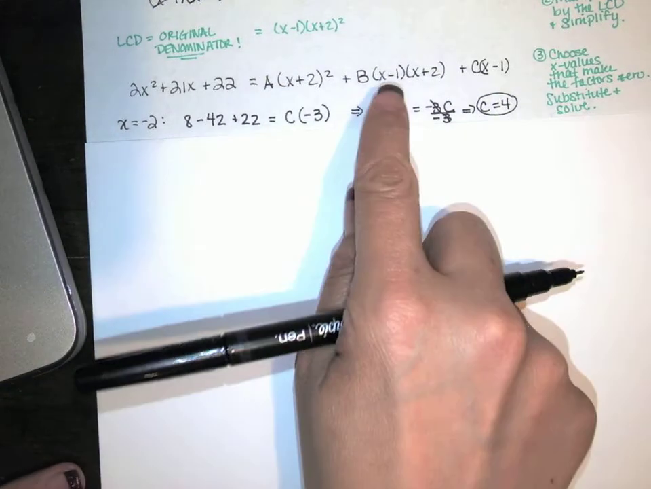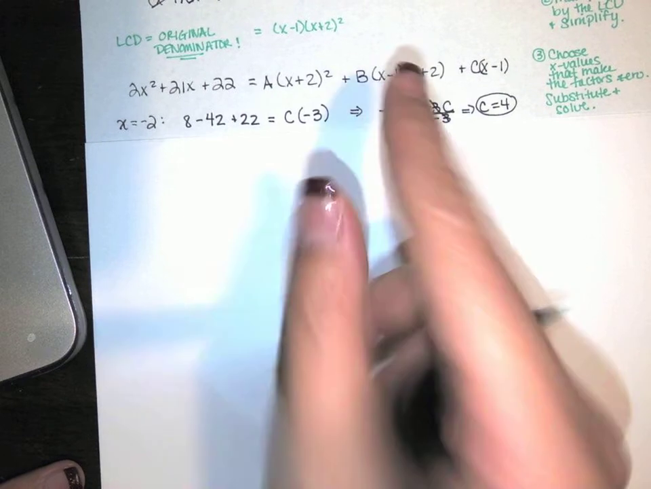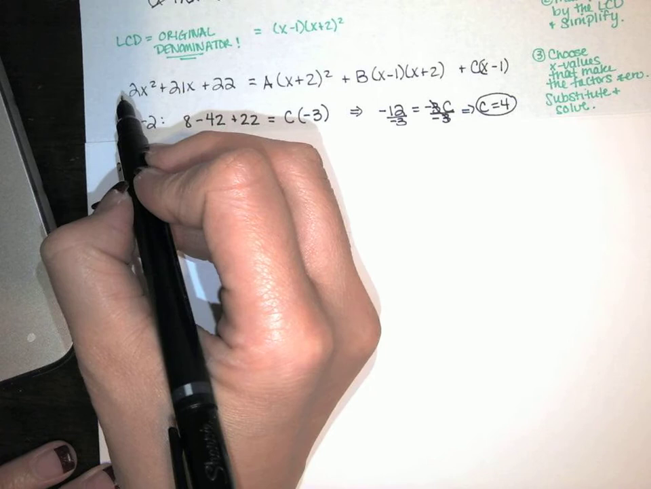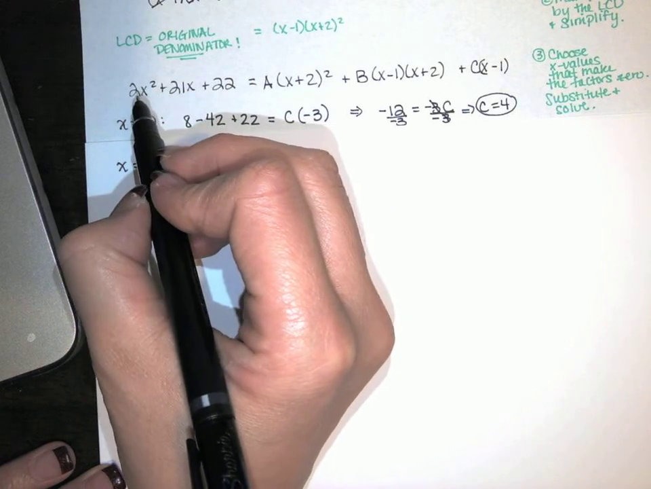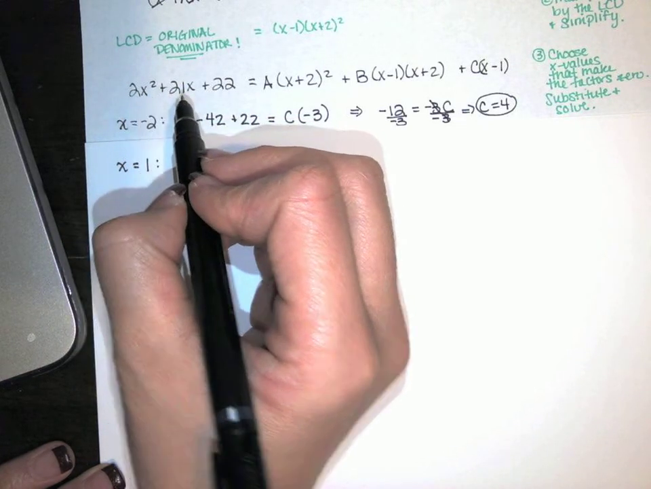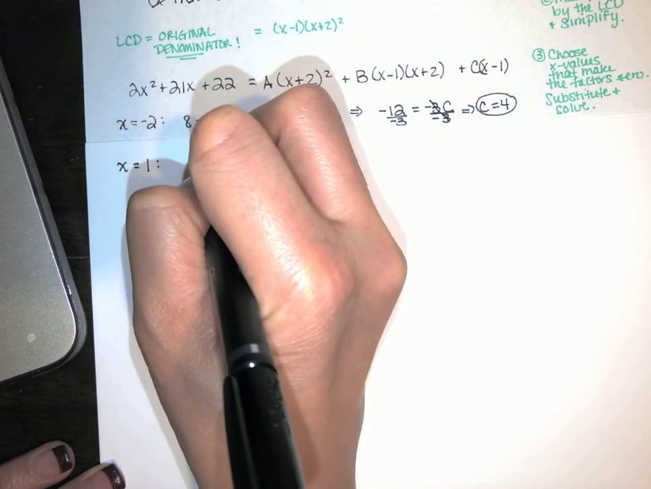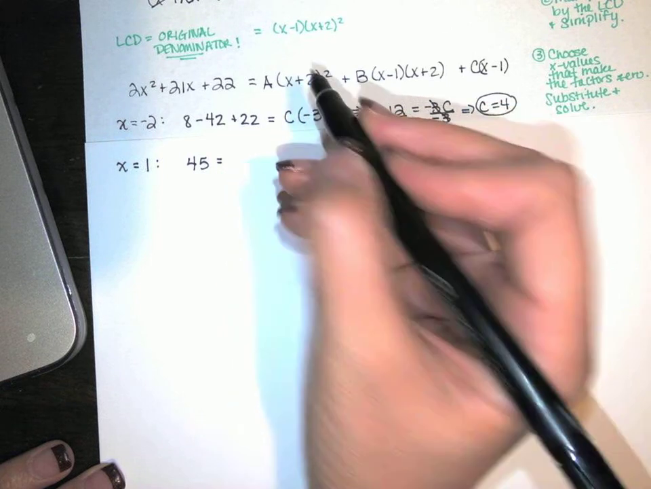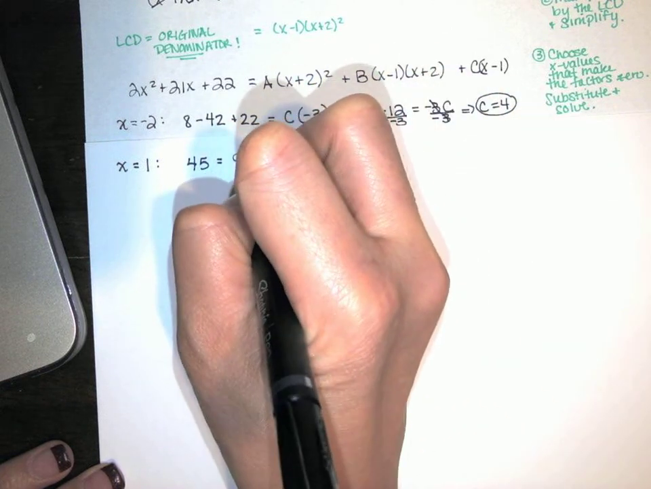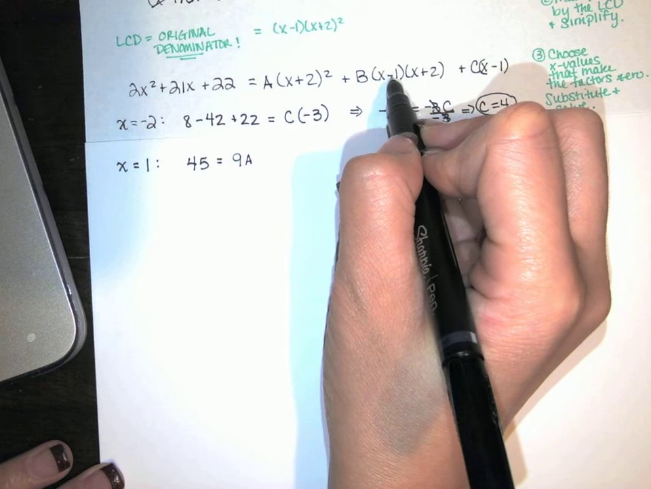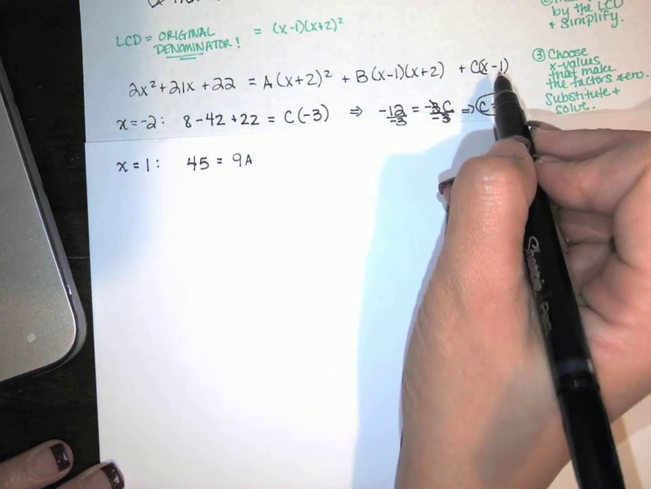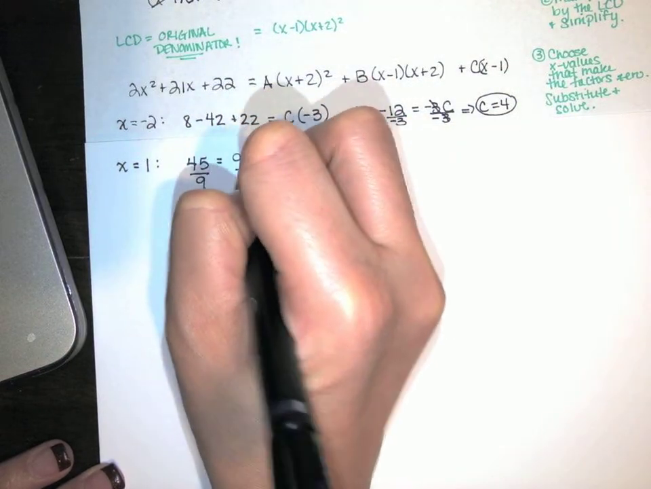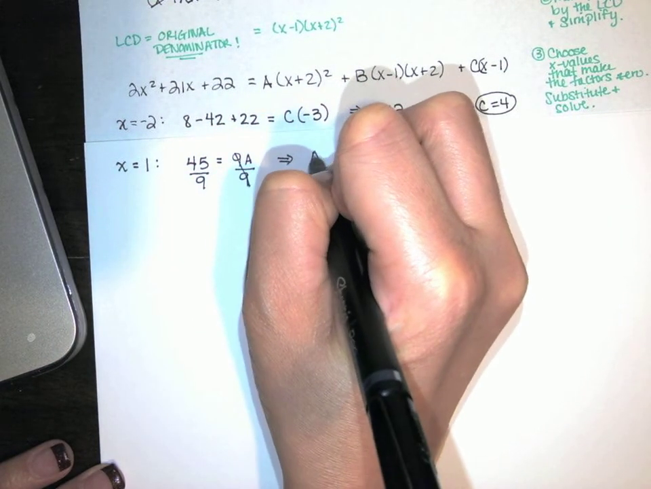Now I need to choose an x value that makes the x minus 1 equal 0. Let's try x equals 1. When x equals 1, we get 2 plus 21. That's 23. 23 plus 22 is 45. And that equals a times 1 plus 2, that's 3 squared. 3 squared is 9. And if x equals 1, this is b times 0. If x equals 1, that's c times 0. So that guy's gone and that guy's gone, and that's our whole equation. So we can solve for a. Isn't that nice? A turns out to be 5.